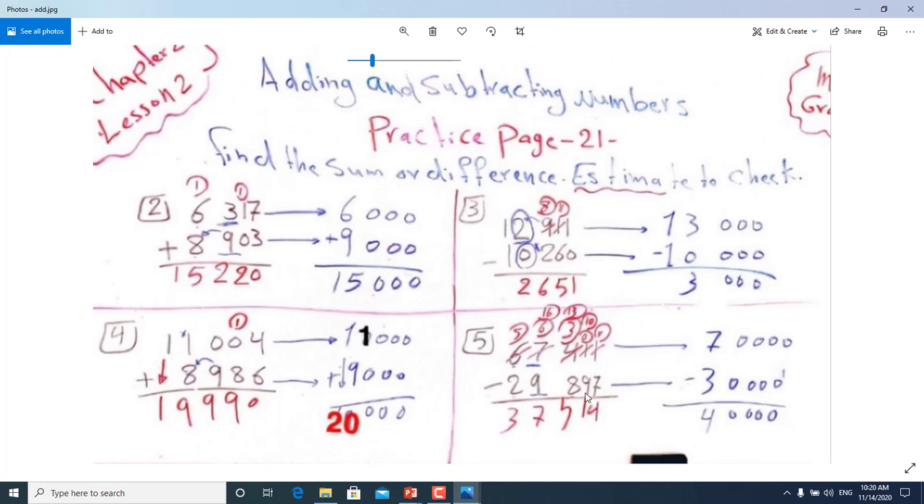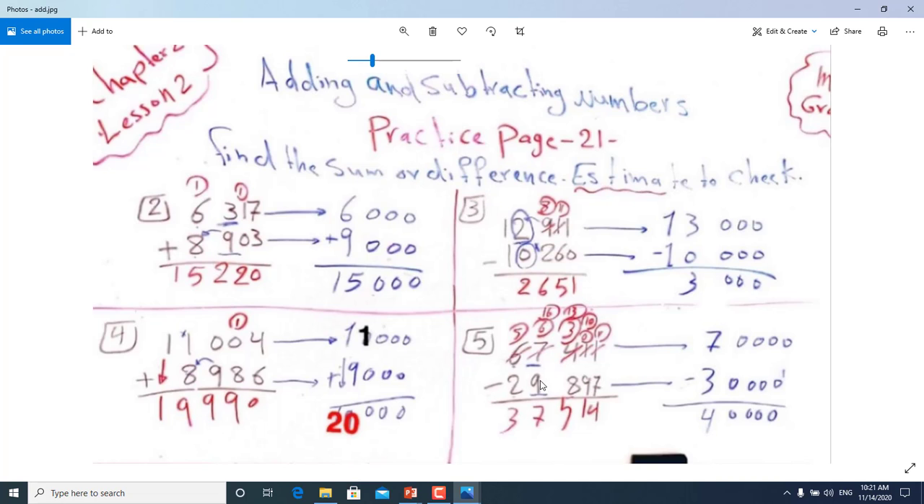0 minus 9, it's also not enough. We take break apart from this 4. This 4 will be 3, and this 0 will be 10. 10 minus 9, it's 1. And 3 minus 8, it's also not enough. We can also take from the next number. This 7 will be 6, and this 3 will be 13. 13 minus 8, it's 5.